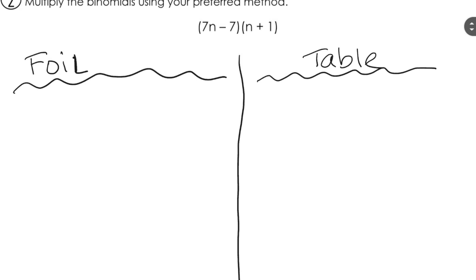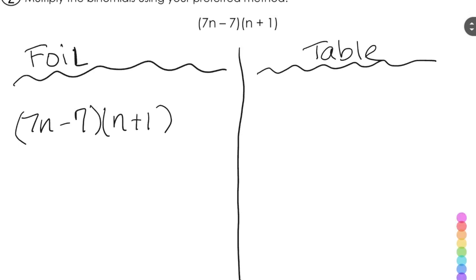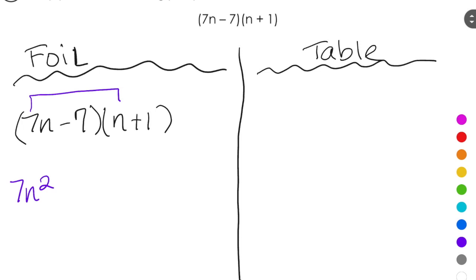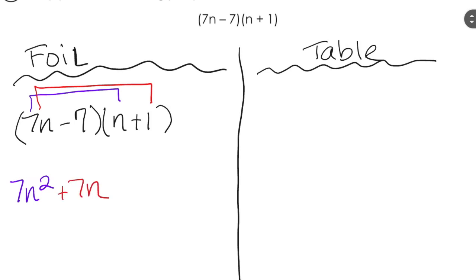All right, so for FOIL, I'm just going to write out the problem so we can do it. And n plus 1. So remember, F is for first. So first is 7n and n. So 7n times n is 7n squared. Then we are going to be doing the outer. So 7n times 1 is going to be 7n.